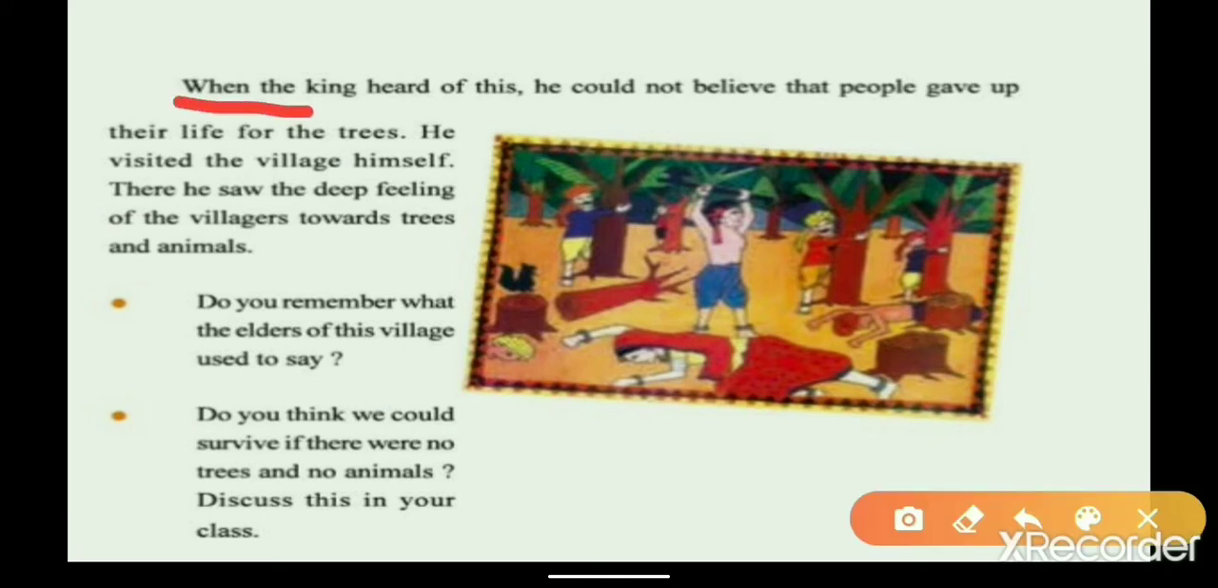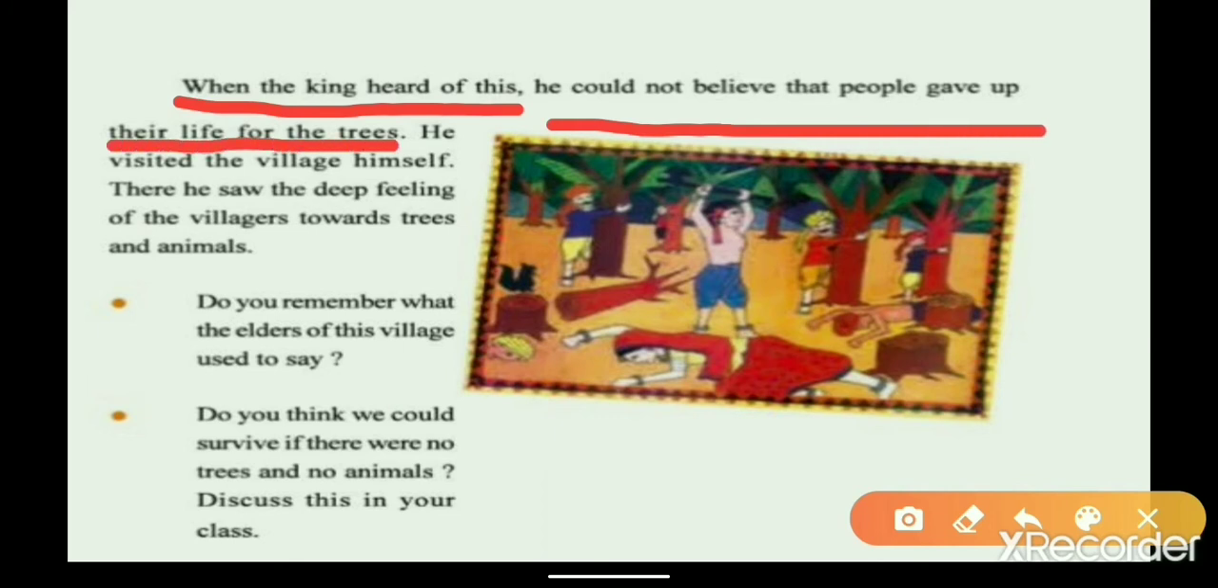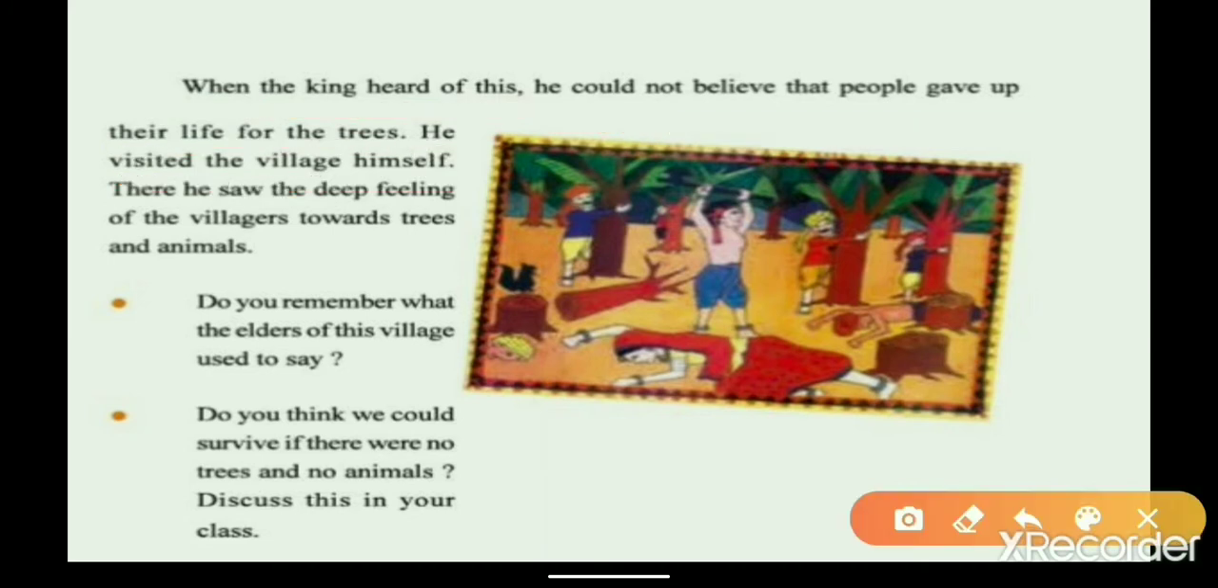When the king heard of this, he could not believe that people gave up their lives for the trees. He visited the village himself. There he saw the deep feeling of the villagers towards the trees and animals.